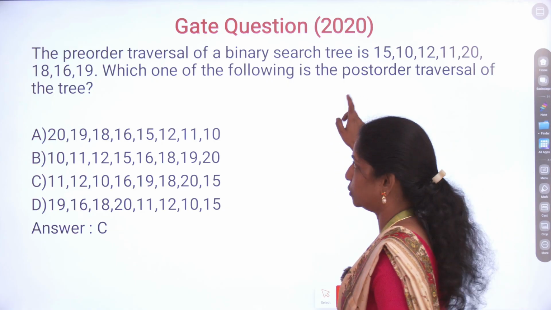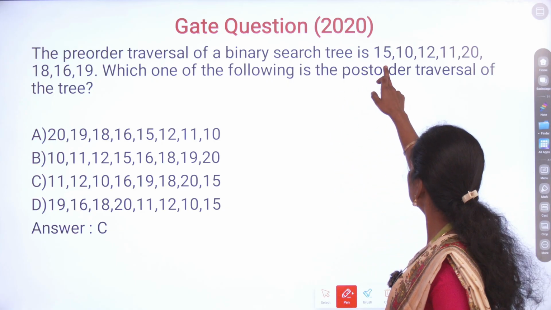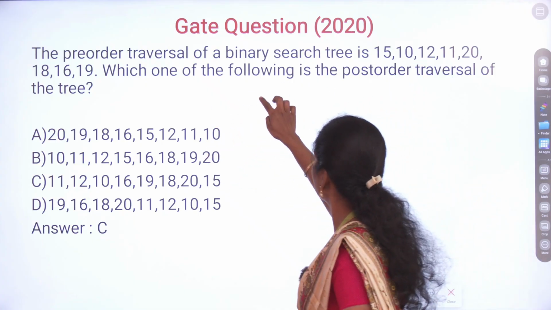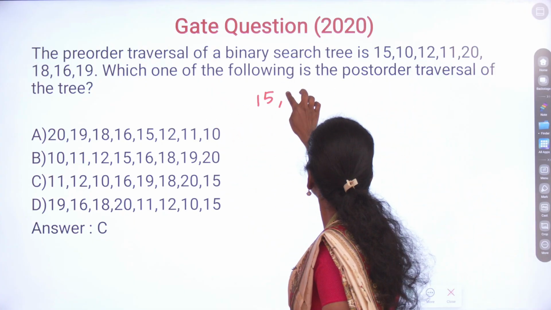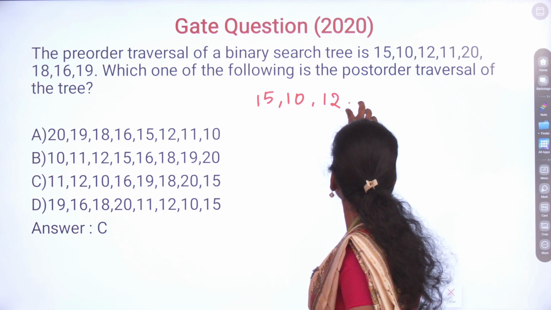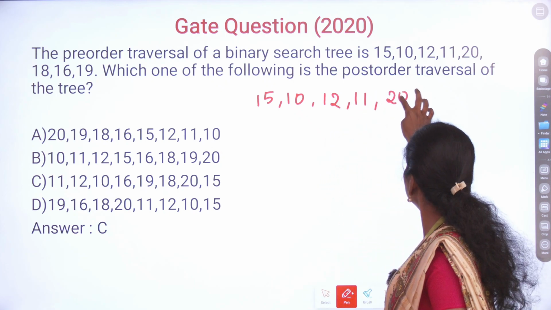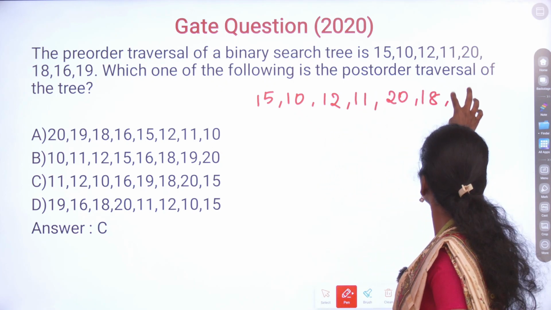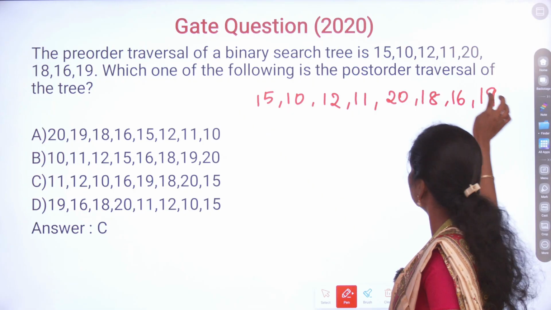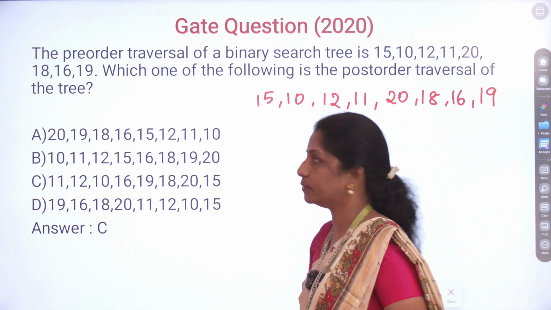Okay, first let's draw the tree now. Okay, let us consider this data: 15, 10, 12, 11, 20, 18, 16 and 19. First we are going to draw the tree for it.